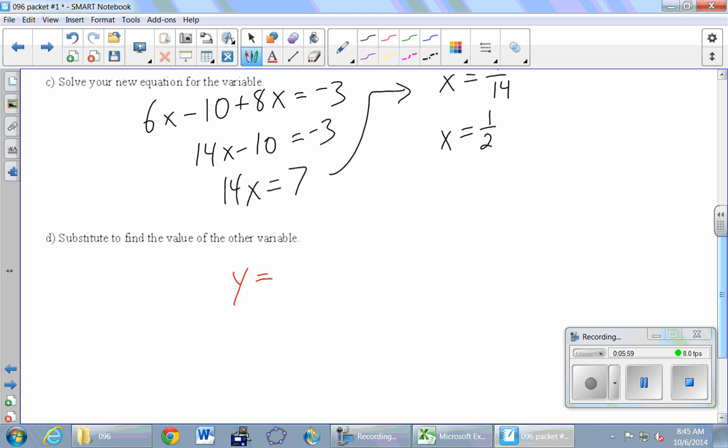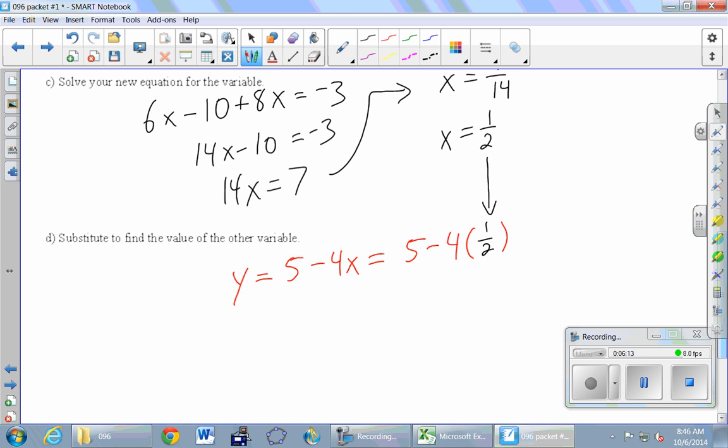What was the equation we had? 5 minus 4x, thank you. And then instead of the x, we're putting the half that we just found. Half of 4 is 2, 5 minus 2 is 3. So x equals a half, y equals 3, or a half comma 3.